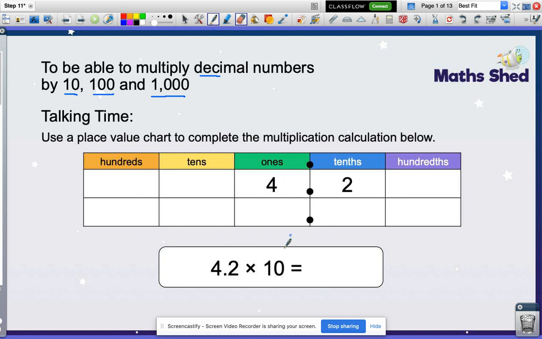Okay, so 4.2 multiplied by 10, each digit moves one space to the left. So our 4 moves into the tens, and our tenths digit moves into the ones. So our answer will be 42.